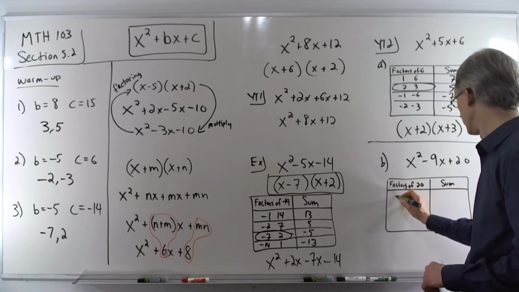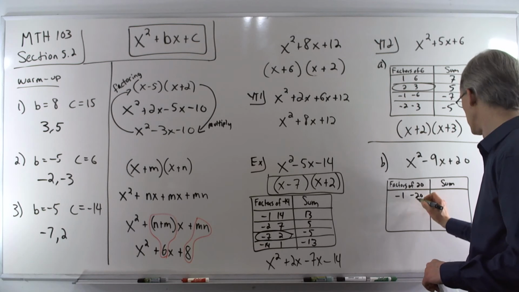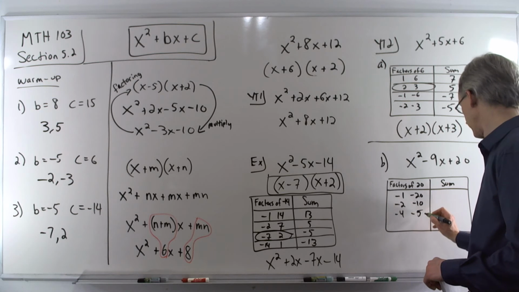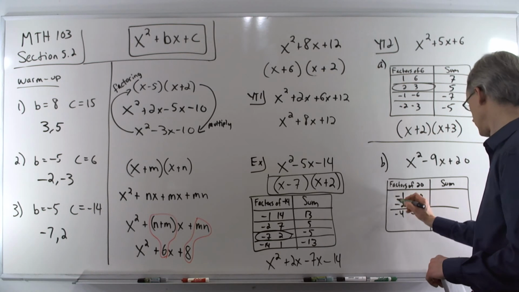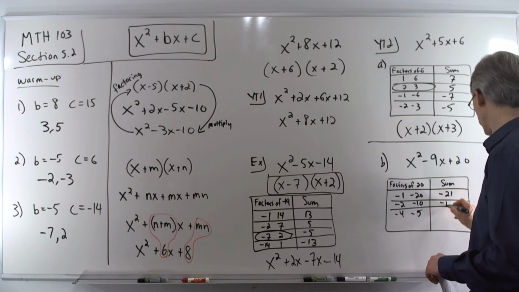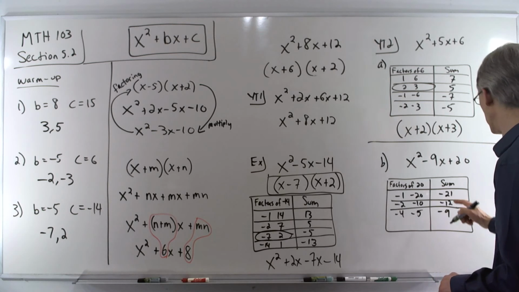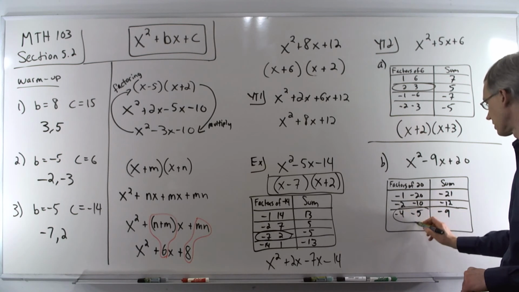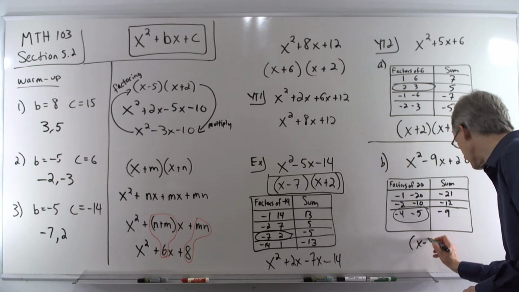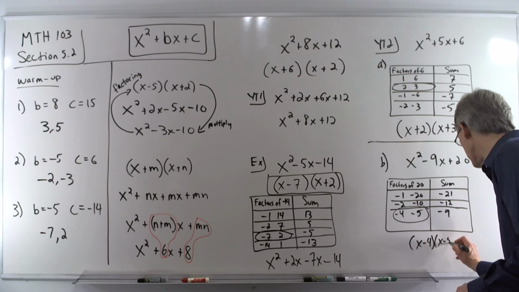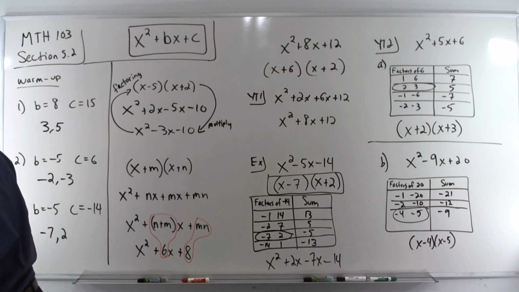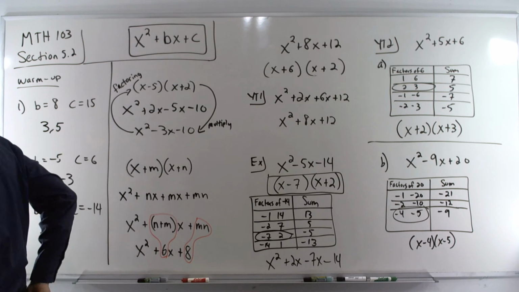So for 20, we got -1 and -20. We got -2 and -10. And -4 and -5. So the sum, we got -21 for that one, -12 for that one, and -9 for that one. We want to match -9, so our two numbers are -4 and -5. So those go into the binomials. x minus 4, x minus 5. All right, there's two more parts to this, C and D. Go ahead and work on those.